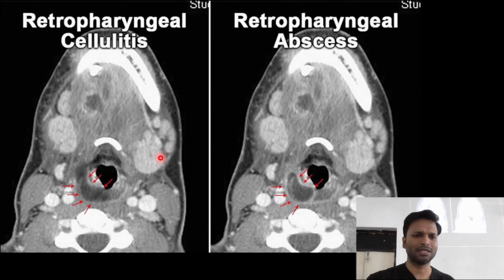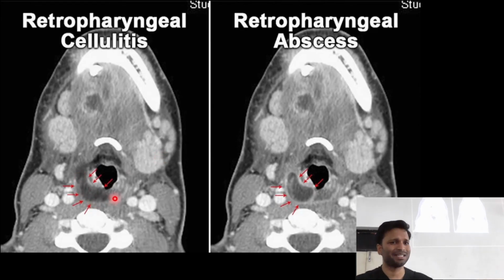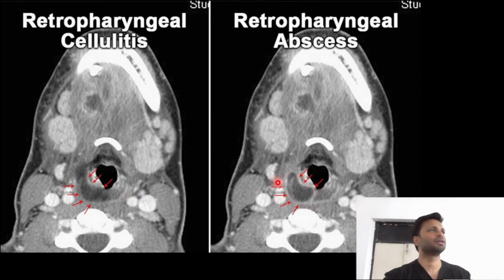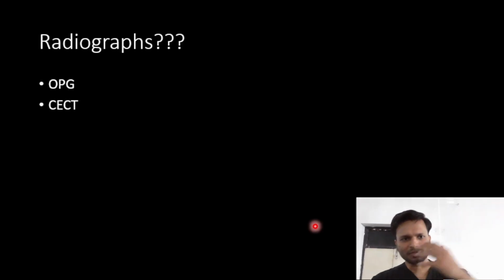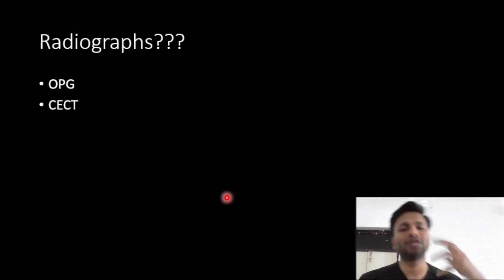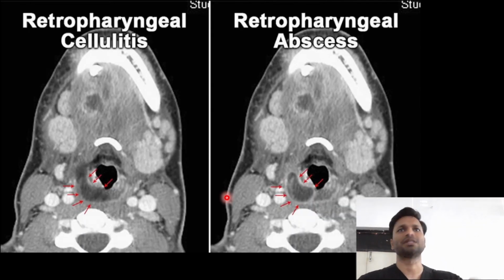Let me show you the image. Here you can see a CECT, contrast enhanced CT. In this you can see this is the cellulitis. There is no well-defined border. Whereas in abscess, can you see a clearly defined border? You can use CECT to see the spread of infection, one, second, to differentiate between the cellulitis and abscess.